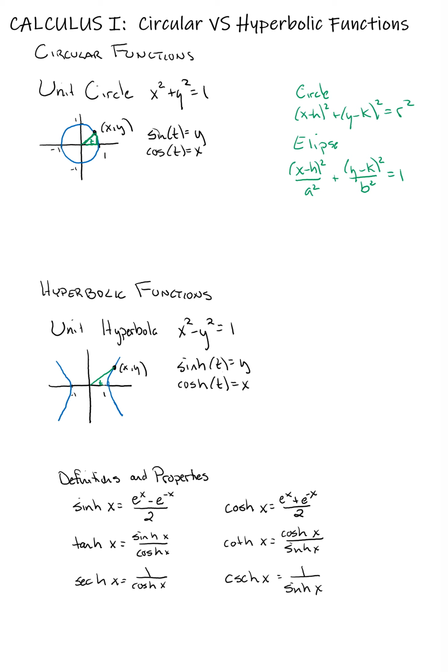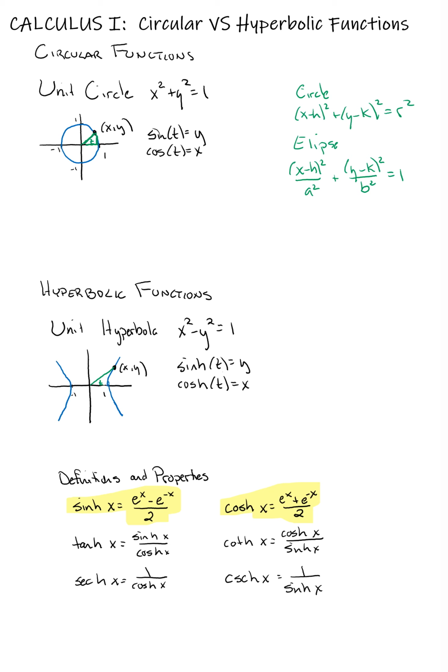And again, there are 6 hyperbolic functions. I have them described down here. So I give you the definition for just the hyperbolic sine and hyperbolic cosine. Hyperbolic sine is e to the x minus e to the negative x over 2. Hyperbolic cosine is defined to be e to the x plus e to the negative x over 2. So they're very, very similar.